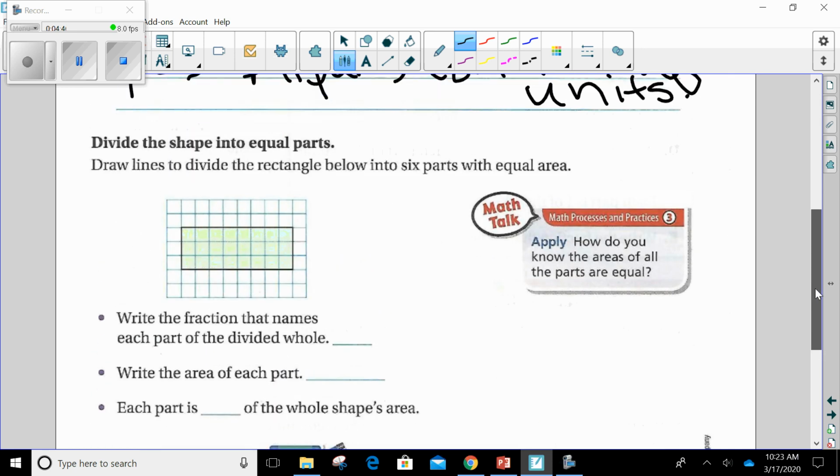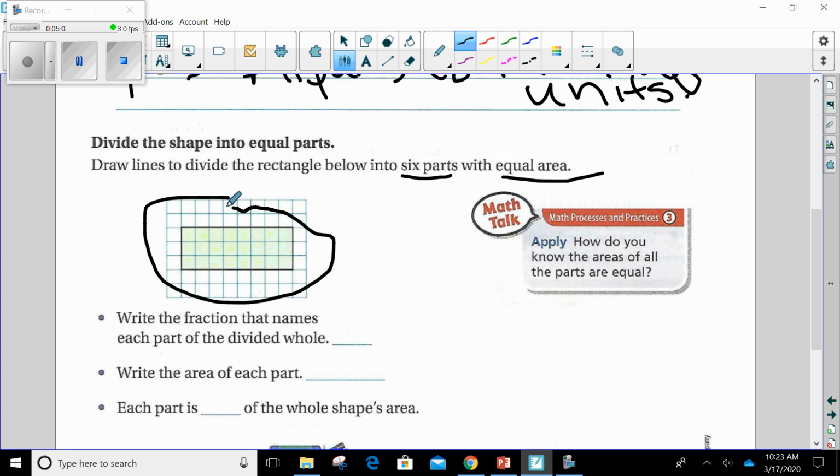All right, now we're going to do one on our own. We're going to divide it on our own. We're going to draw lines to divide the rectangle below into 6 parts with equal area. All right, let's look at this rectangle right here.